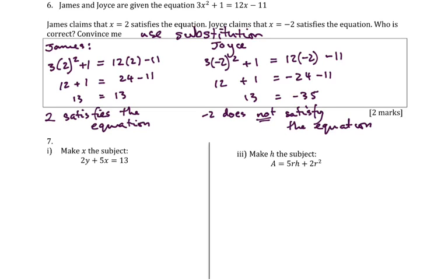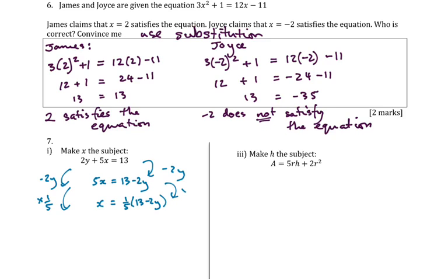Okay, let's move on to question 7. In question 7, we're asked to make x the subject, or 7 part 1 at least. So let's subtract 2y from both sides to get 5x is equal to 13, subtract 2y, then times both sides by a fifth to give us x on the left-hand side is equal to a fifth of 13 minus 2y. One way of writing it. Another way of writing the same thing is to say, well, it's 13 over 5 minus 2y over 5. Another way of writing it would be x is equal to 13 minus 2y all over 5. These answers are all correct.